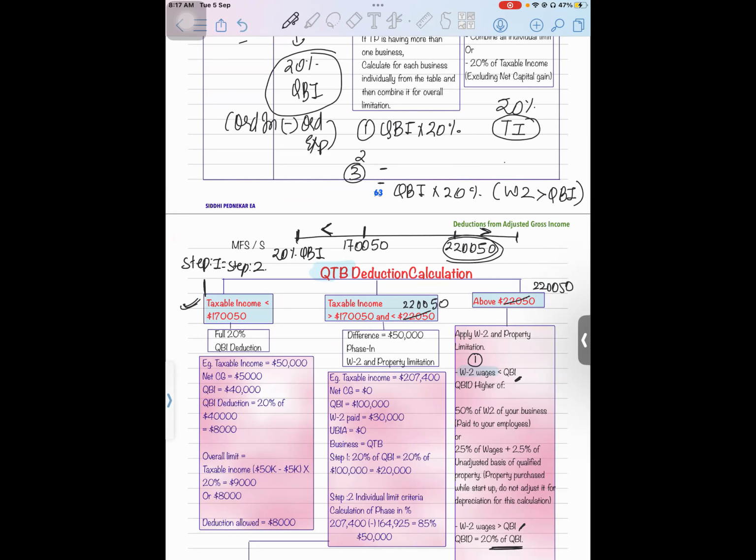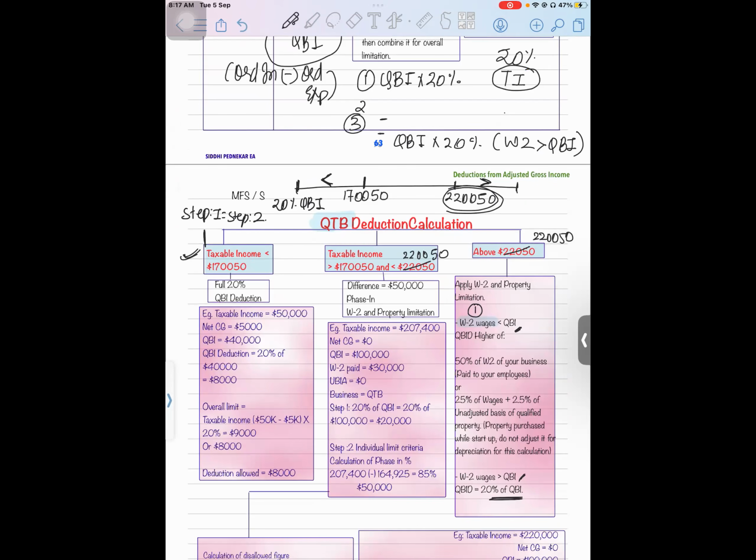Now it will come to your mind: let's say you're earning just $50,000, is it possible to pay more than that to your employees? Right, your employees are going to get a fixed salary. It is not based on your profit. Whether you earn or not, even if you're incurring losses, you have to pay salary and wages to your employees. So in that case, if the W2 expense for you as an employer is more than your QBI, straight away take 20% of QBI.